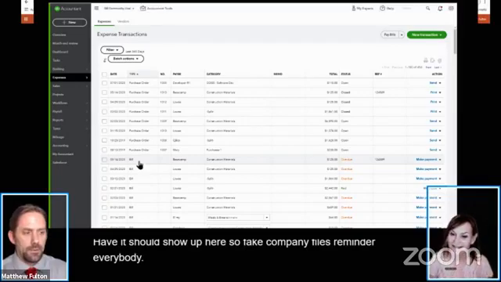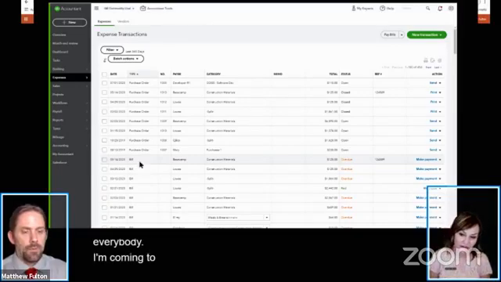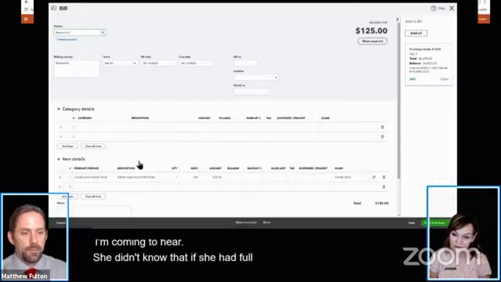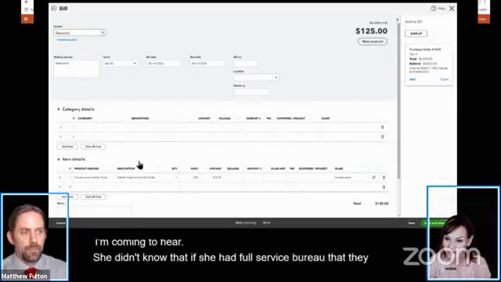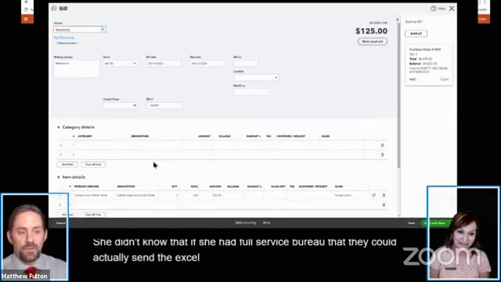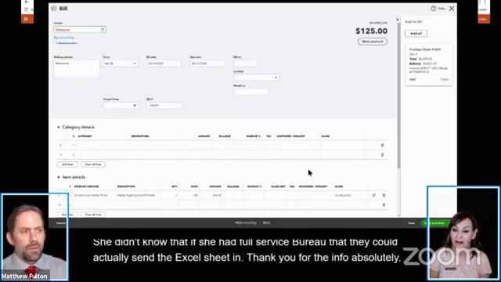Coming to here. Purvi said that she didn't know that if she had full service payroll that they could actually send the Excel sheet in. Thank you for the info. Absolutely. They're there to help, especially if you're paying for that upper tiered version.